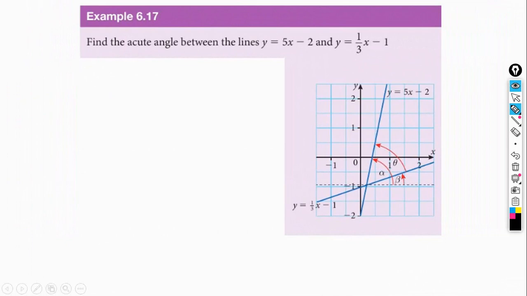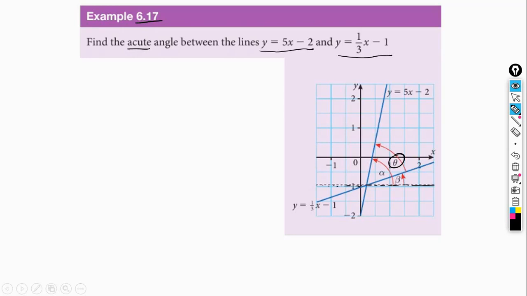So now let's do example 6.17, and it says find the acute angle between the lines y equals 5x minus 2 and y equals 1/3 x minus 1. So again, the acute angle between the lines is going to be here theta. But in order to solve for theta, we need to find alpha and beta. Notice that a horizontal dotted line, this one over here, is drawn through the point of intersection between the two lines, because the slope is going to be in reference to a horizontal.